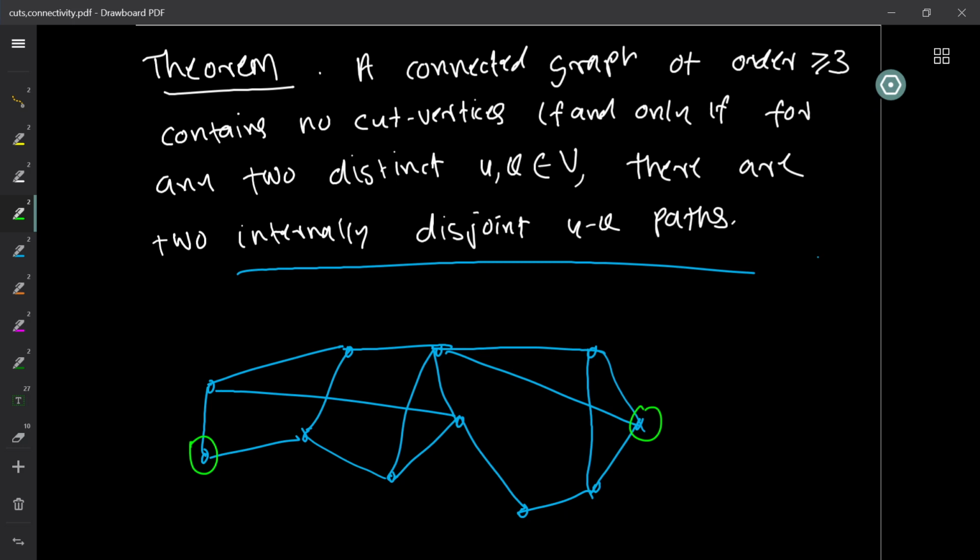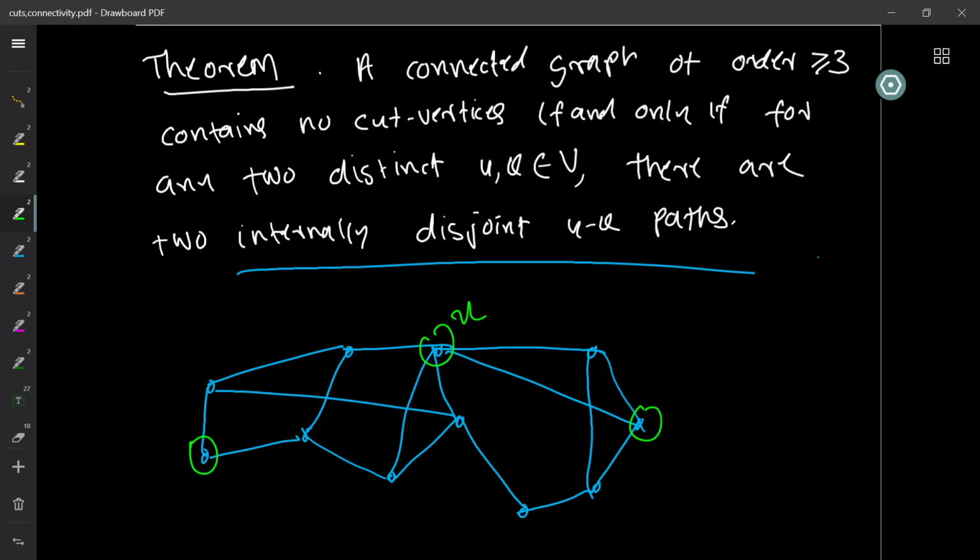So if this is true for any pair of vertices, and you pick some vertex, let us say x, the question is, can x be a cut vertex or not? So take some arbitrary vertex x. Now if x is a cut vertex, what does it mean? It means that x basically separates the graph into at least two components, right?